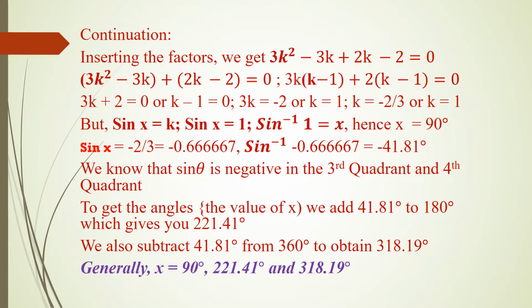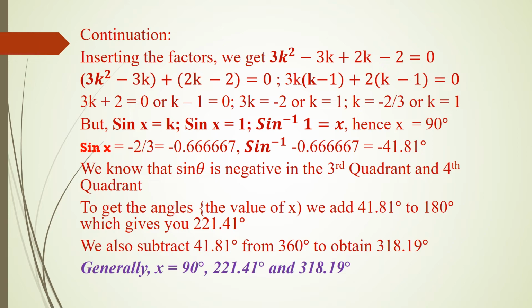And since in the brackets we have k minus 1, and on the other side we have k minus 1, we only pick 1. K minus 1 we equate to 0. But we know for us to be able to obtain k, when we have k minus 1 is equal to 0, we take minus 1 to the other side. Minus 1 turns to positive 1. Therefore, the first value of k is positive 1.